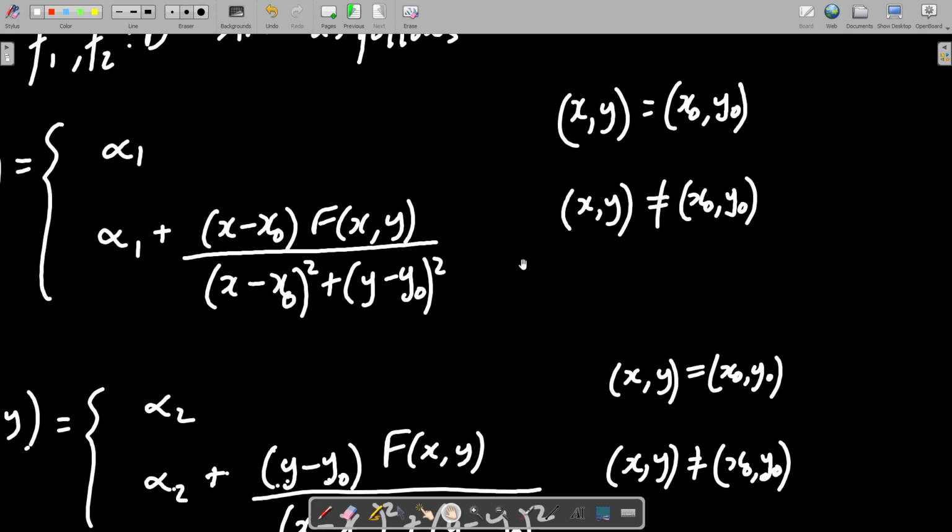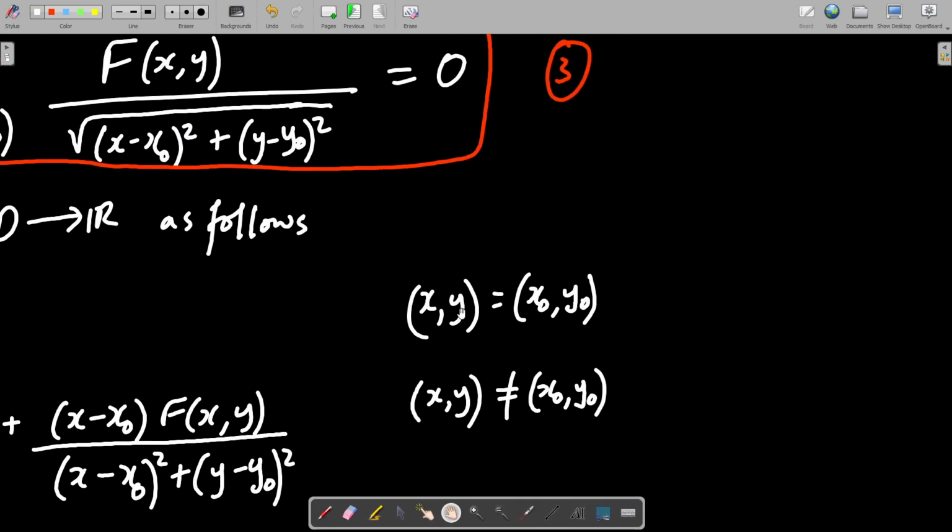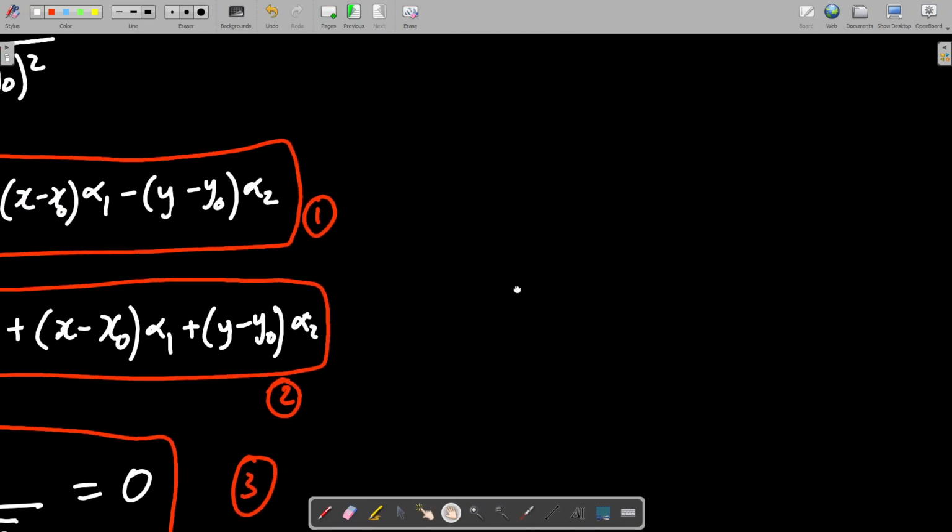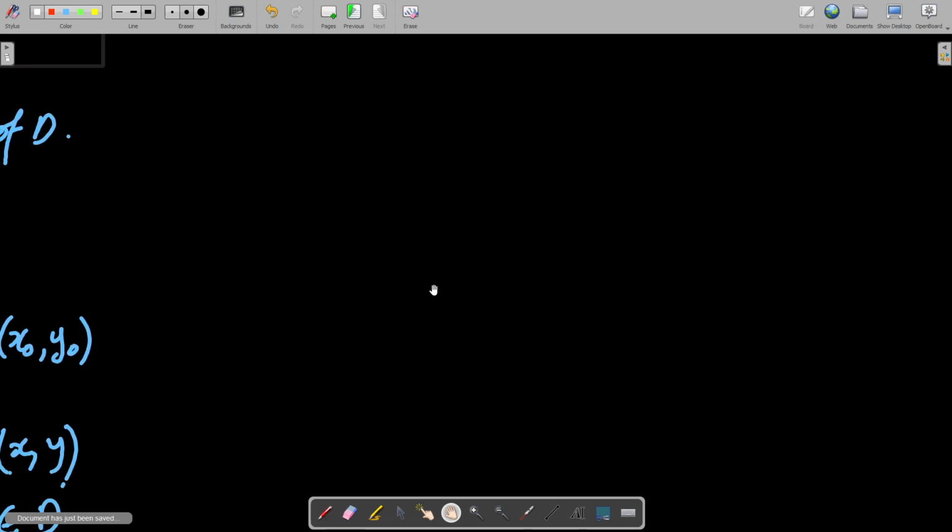Page got over. Not even a third of the theorem is over. Never mind. Okay, so let me write here.